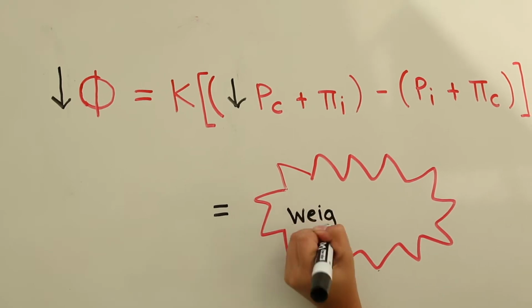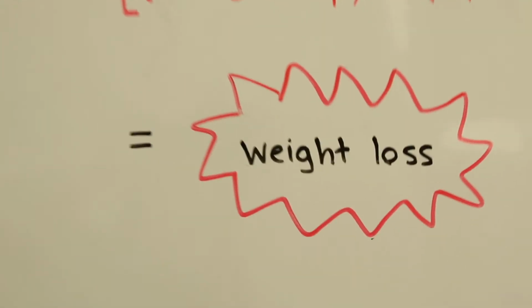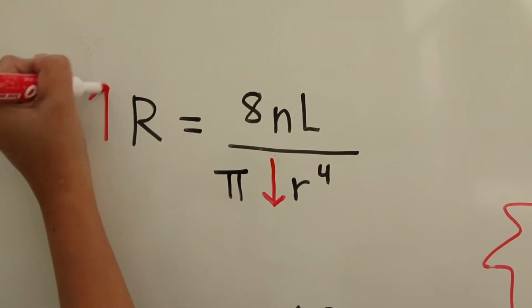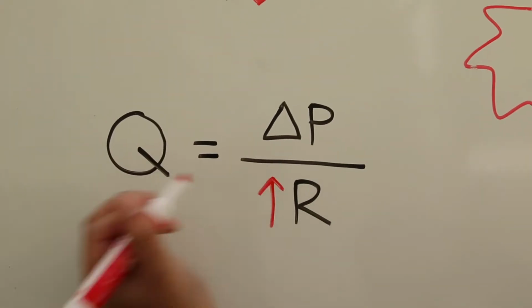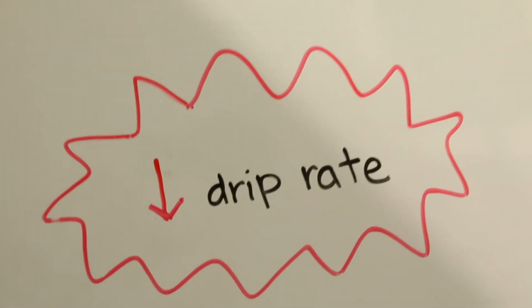This means that net water flow is towards the capillaries, resulting in a weight loss or a decrease in change in weight rate. Vasoconstriction of arterioles causes the radius to decrease. This causes an increase in resistance. An increase in resistance causes a decrease in flow, meaning that drip rate will decrease as a result.